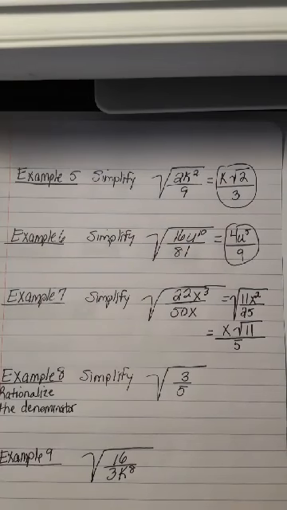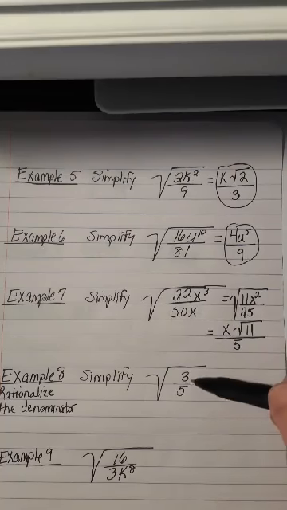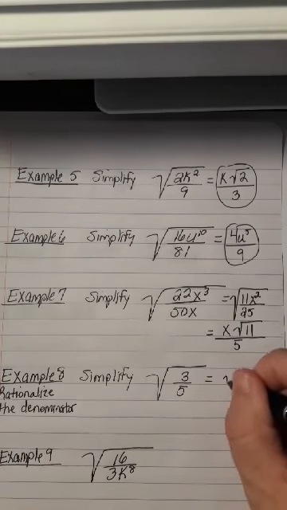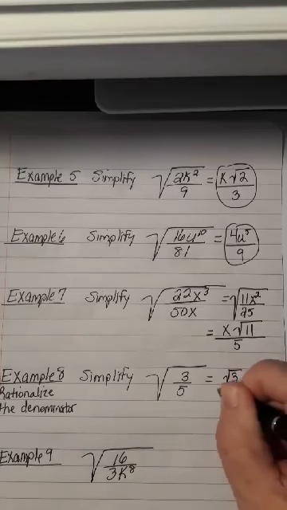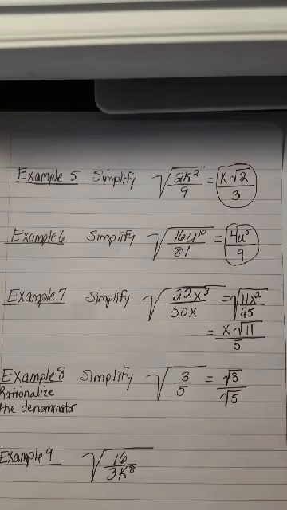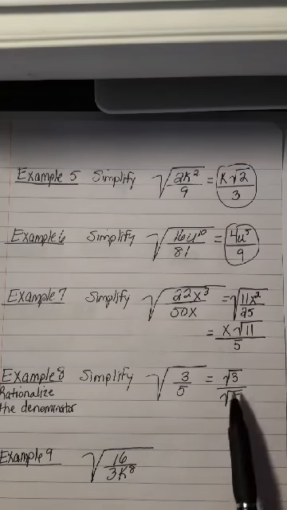You have to rationalize the denominator when you're left with a square root in the denominator, because you cannot leave a square root in the denominator. That's not allowed. So what we're going to do here, you can't reduce 3/5. So you're going to leave it as the square root of 3 over the square root of 5 for right now.